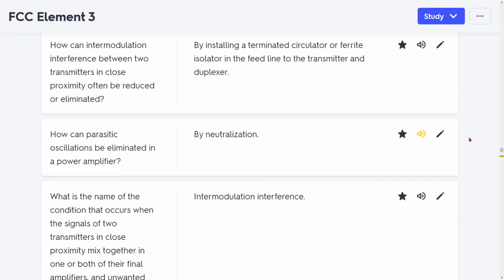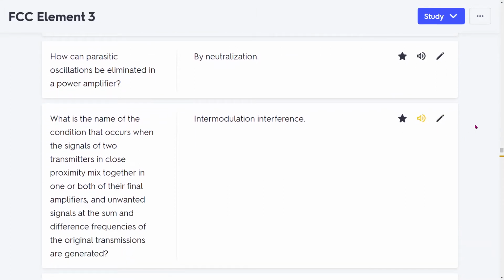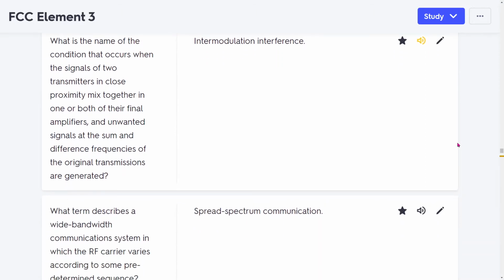How can parasitic oscillations be eliminated in a power amplifier? By neutralization. What is the name of the condition that occurs when the signals of 2 transmitters in close proximity mix together in one or both of their final amplifiers and unwanted signals at the sum and difference frequencies of the original transmissions are generated? Intermodulation interference.